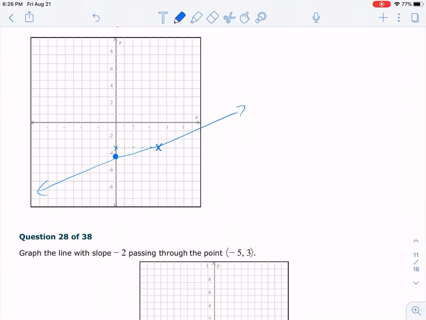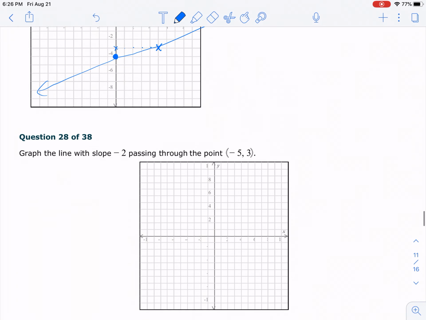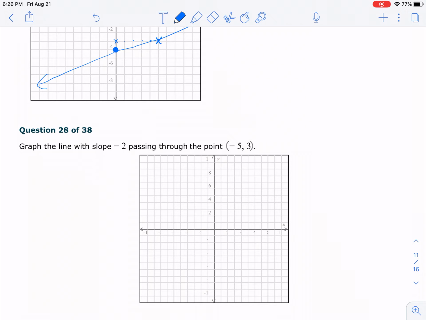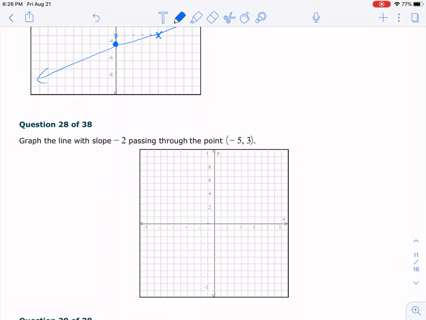Either way, you don't need the y-intercept. You just need any point. So you see for number 28, they give you a point, which is negative 5, 3. So that's the point. That's the point given. And then the slope is negative 2, which is negative 2 over 1. So you go down 2 to the right 1. And you got your graph.